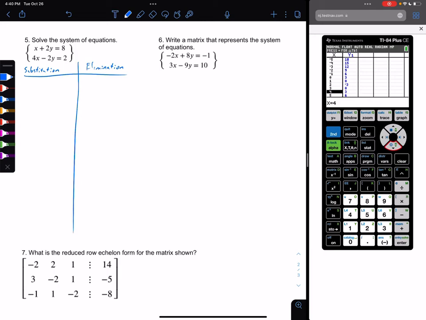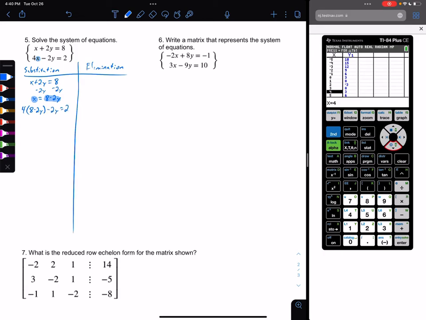All right, substitution. I have x plus 2y equals 8. I need an equation that is isolated, a variable that is isolated. So I'm going to subtract 2y. x is equal to 8 minus 2y. I can now take that x value, and anywhere there's an x value, I can replace it with 8 minus 2y. So I'm going to do that in the second equation. So it's going to become 4 times (8 minus 2y) minus 2y equals 2.